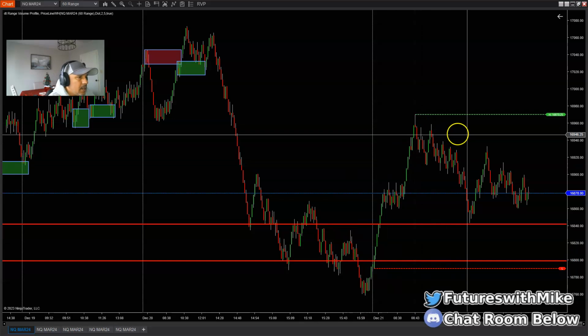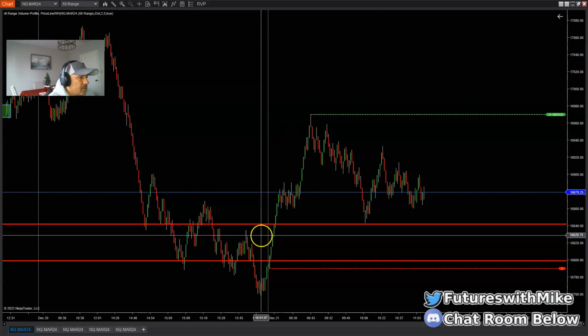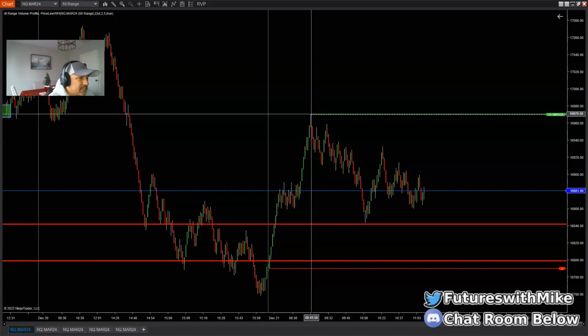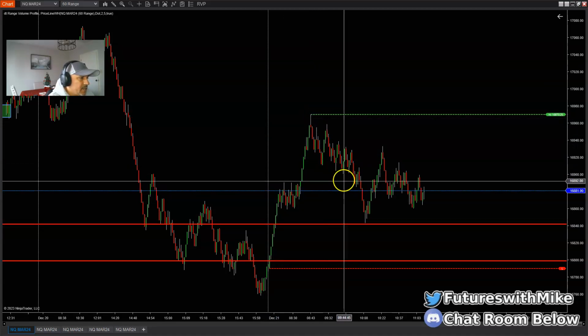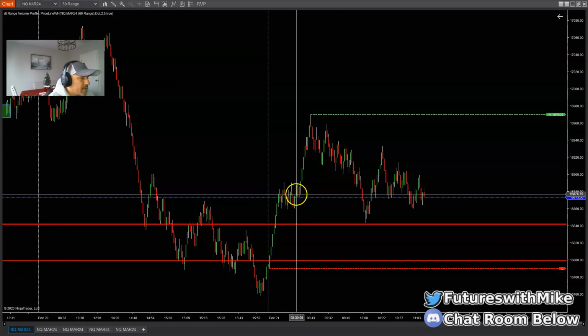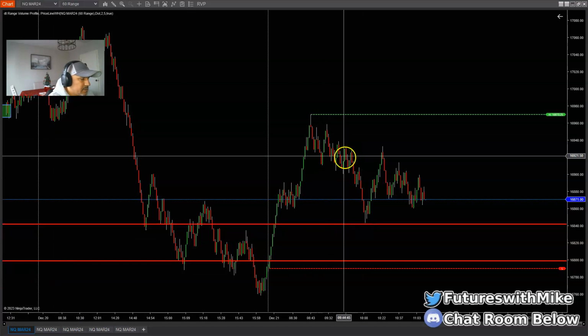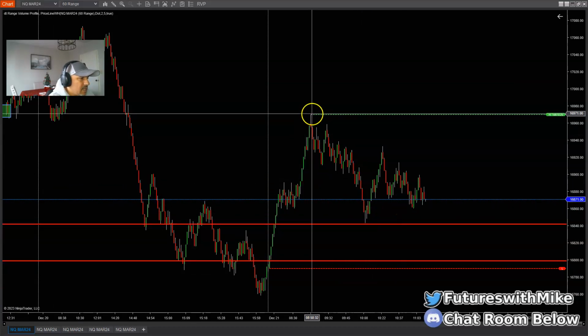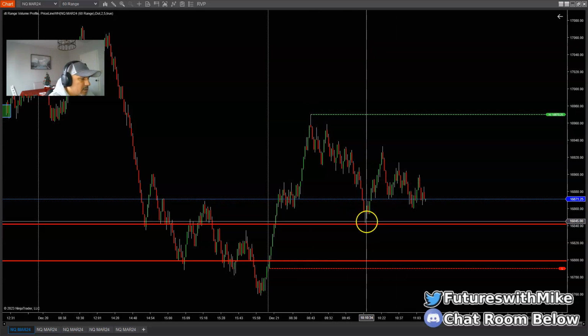So in today's session so far, overnight, we made a high here, sitting up here at 16,970. Came back down here. Broke through a small area of structure here to the downside as we move lower right here. So kind of moving sideways now in between this high and this low right here.